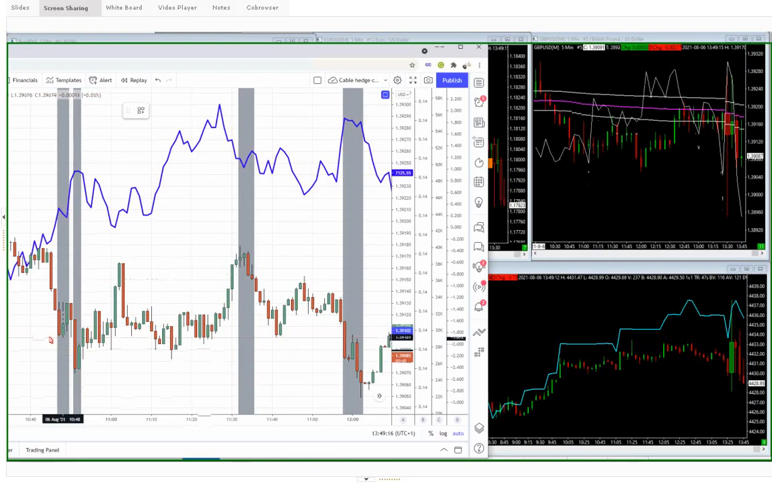This is a buy on the FTSE here, a buy on the pound. This is obviously going to be a buy on the pound. This is obviously going to be a sell on the pound. And this is going to be a buy on the pound. And obviously the contra to that is going to be a sell on the FTSE.